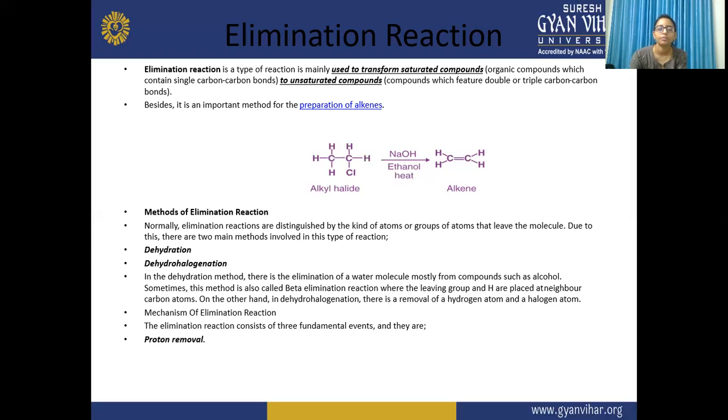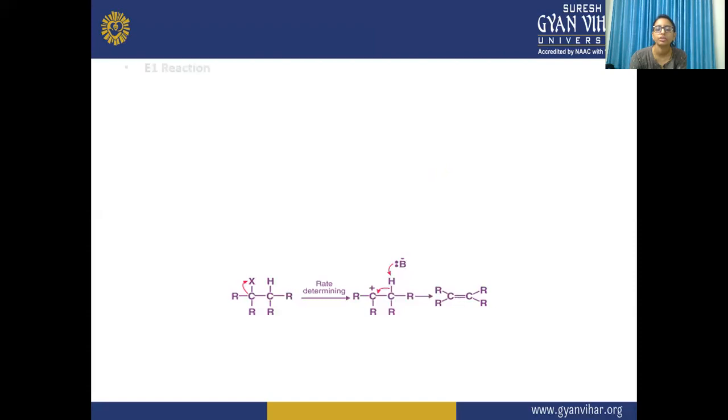So, mechanism of elimination reaction. What are the conditions for the mechanism of elimination reaction? The elimination reaction consists of three fundamental events. There is a proton removal, the proton is removed. A pi bond is formed, a double bond, as in an alkene. And there is a breakage of the bond of the leaving group, where the leaving group is leaving. So this is your elimination reaction.